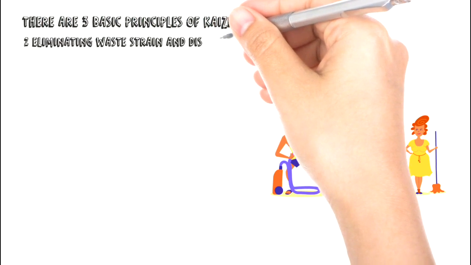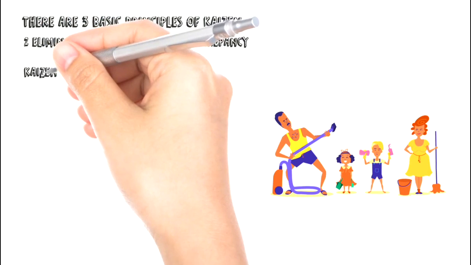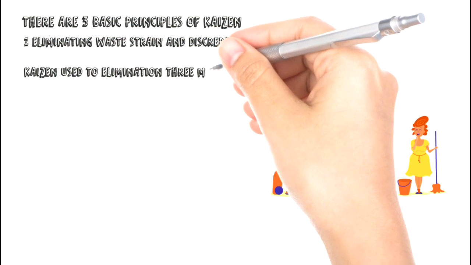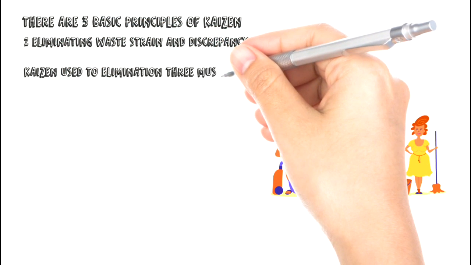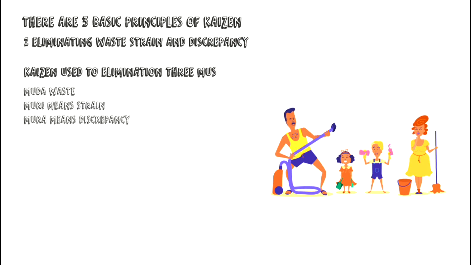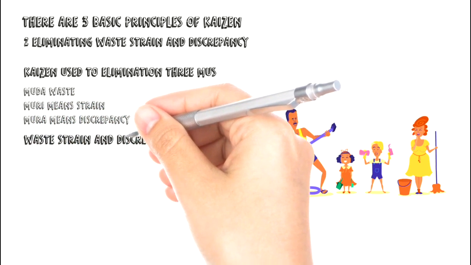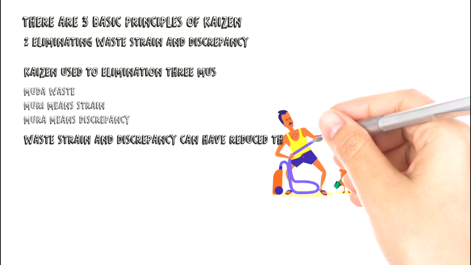Number 2 is eliminating waste, strain, and discrepancy. Kaizen uses elimination of 3 moves. First is muda, which means waste. Second, muri, which means strain. Third is mura, which means discrepancy. So waste, strain, and discrepancy can be reduced in the following.